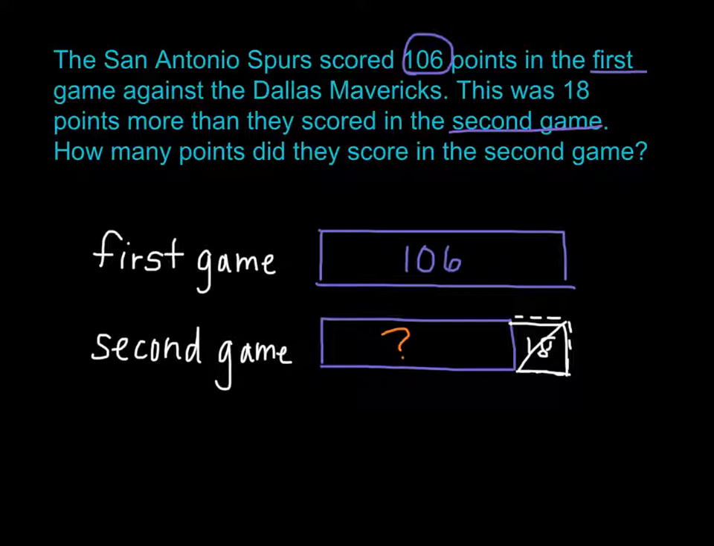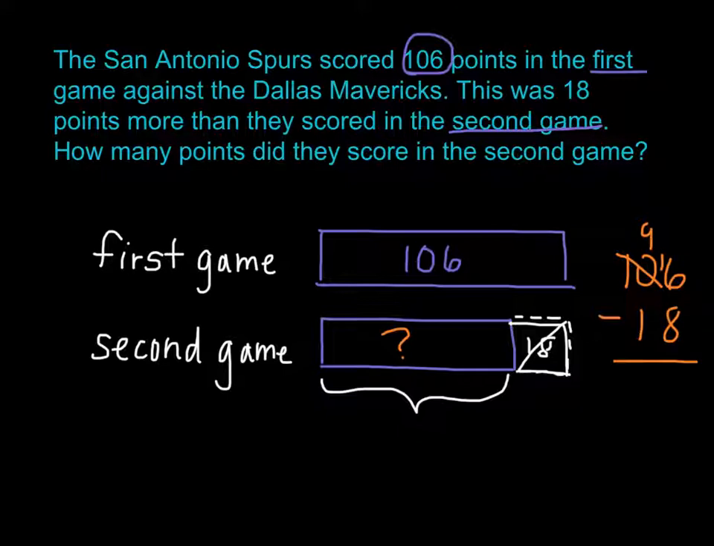Okay, so since I know that 106 is my total, and I know one of my parts, to find this other part, I need to subtract. 106 minus 18. So I know that this section is worth 88 because 88 plus 18 gives me 106. So the San Antonio Spurs scored 88 points in the second game.